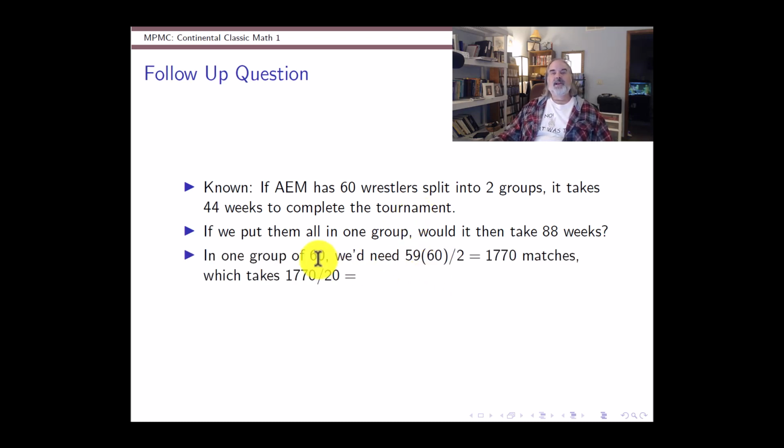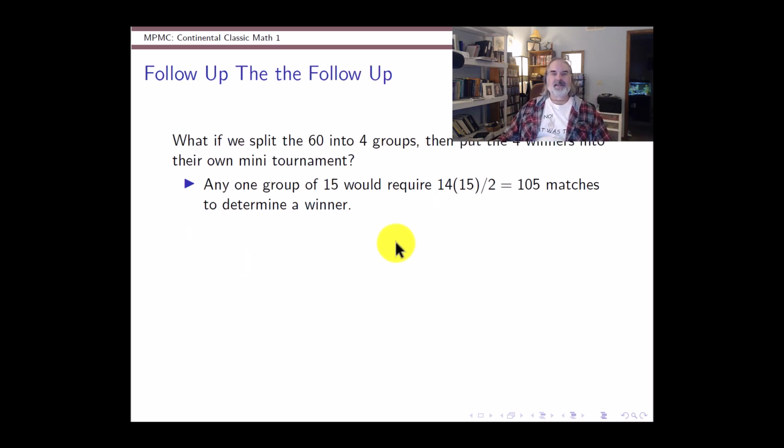Okay, well, we know how to count this now. One big fat group of 60, the number of matches, 1 plus 2 plus 3 plus 4, all the way up to 59. So that total is calculated in a shortcut by 59 times 60 divided by 2, and that is 1,770 matches. And that comes out to be, with rounding, 88 weeks. So yeah, it does.